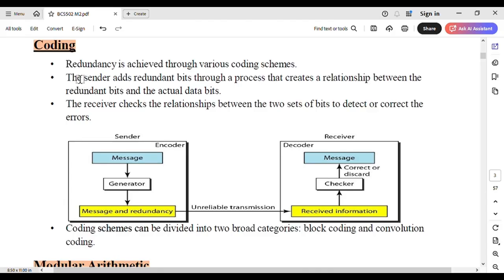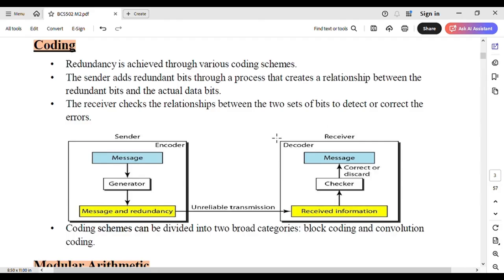Coding is redundancy, achieved through various coding schemes. The sender adds a redundant bit through a process that creates a relationship between the redundant bits and the actual data bits. So whatever information we want to send from the sender, we add extra bits by means of several coding schemes. The receiver checks the relationship between the two sets of bits to detect or correct the errors.